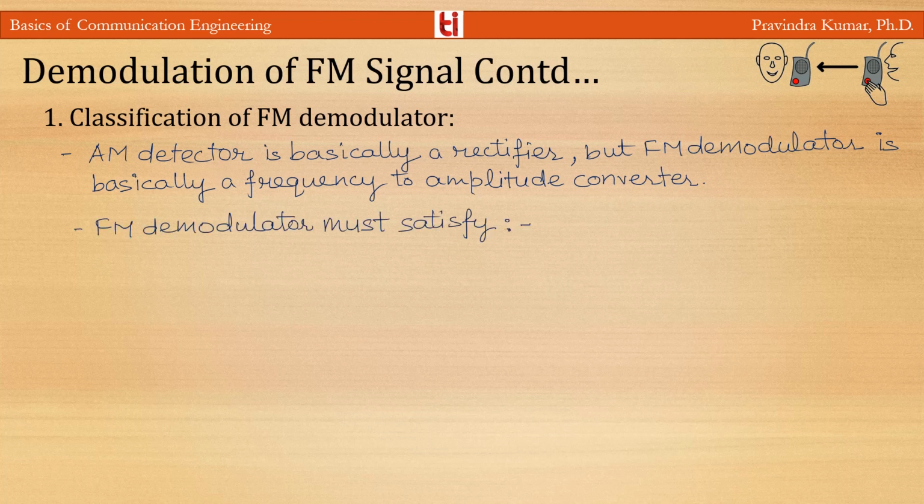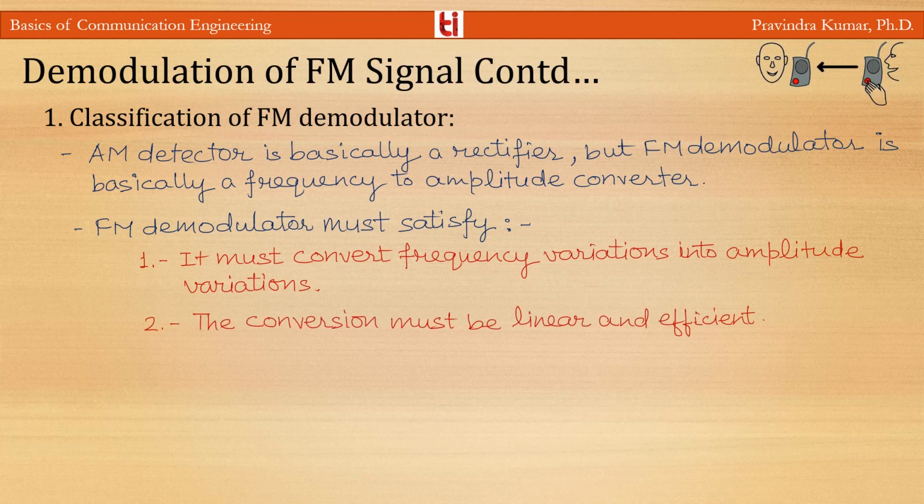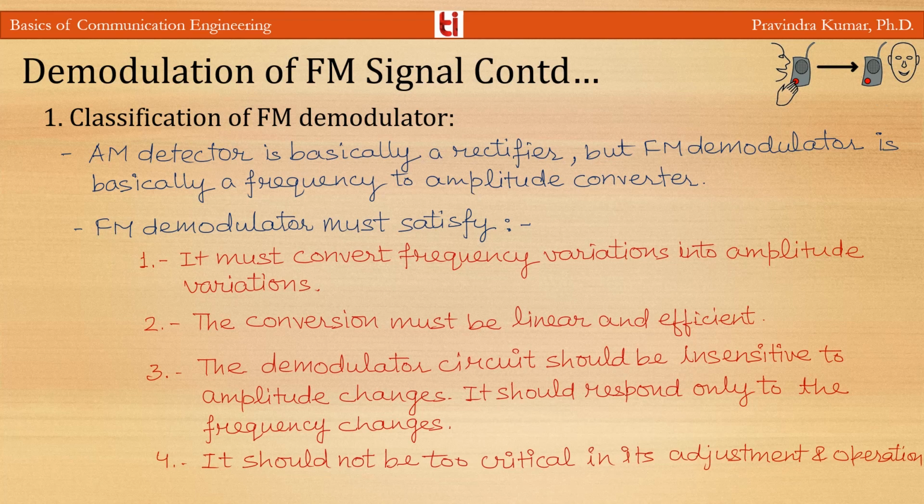The AM detector is basically a rectifier, but the FM demodulator is basically a frequency to amplitude converter. It is expected to convert the frequency variations in the FM wave into amplitude variations at its output to recover the original modulating signal. The FM demodulator must satisfy the following requirements. It must convert frequency variations into amplitude variations, and the conversion must be linear and efficient. Third, the demodulator circuit should be insensitive to amplitude changes. It should respond only to the frequency changes. And fourth, it should not be too critical in its adjustment and operation.